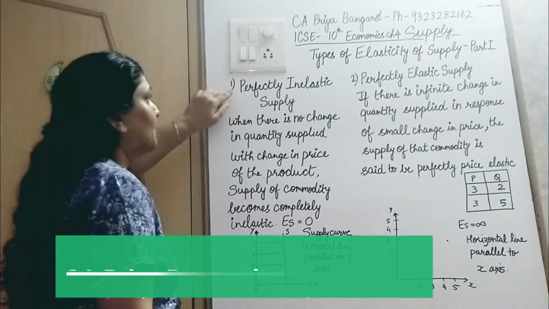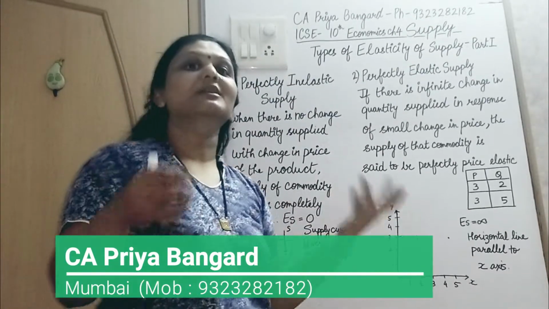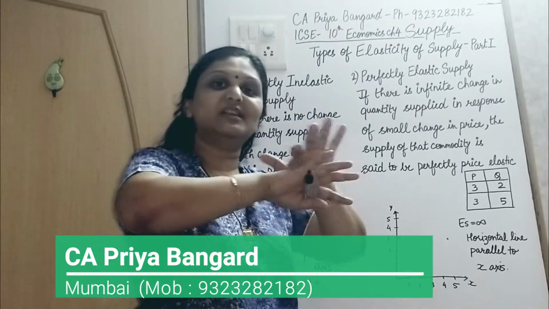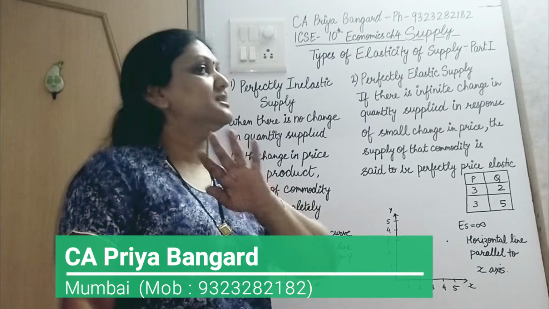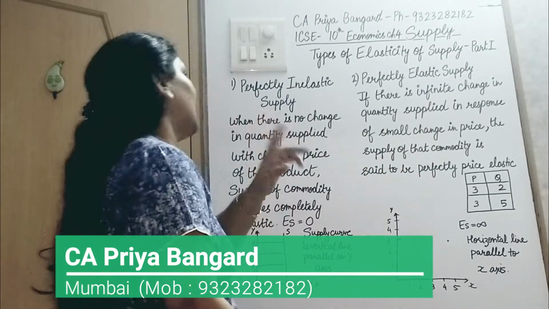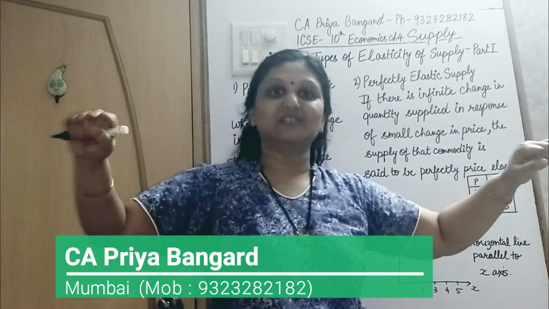Now, what do you mean by perfectly inelastic supply? Inelastic, the name only suggests it does not change. Even if the price is changing, the supply does not change. It is inelastic. इलास्टिक होता है तो वो खिंचता है ना, चेंज होता है.